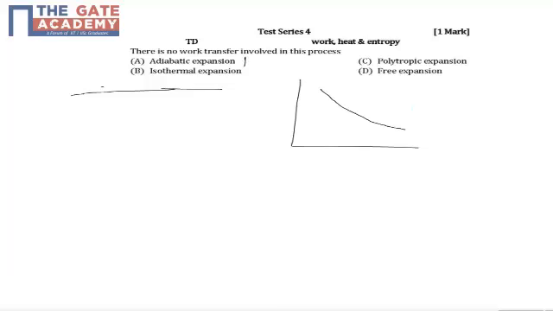So adiabatic expansion will be PV power gamma is equal to constant. It will look like this though. The polytropic is also PV power n, and isothermal expansion is PV is equal to constant. So everything will be like this, of different slope.